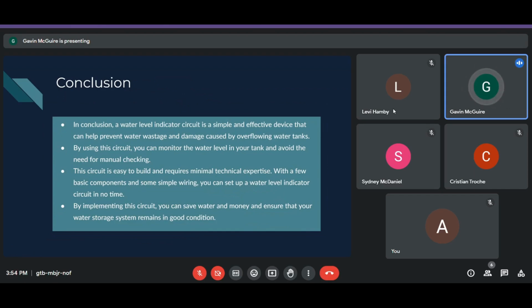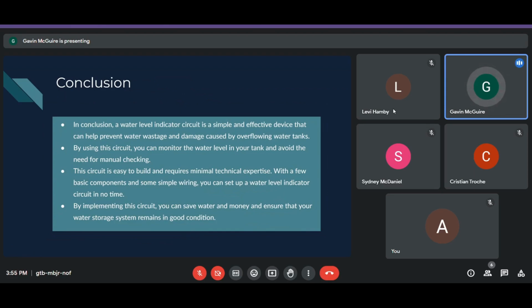The water level indicator circuit has several benefits. Firstly, it helps to prevent overflows and water wastage, which is critical for water conservation. Secondly, it ensures that tanks and reservoirs are always at optimal levels, which is essential for maintaining water supply for domestic and agricultural purposes.